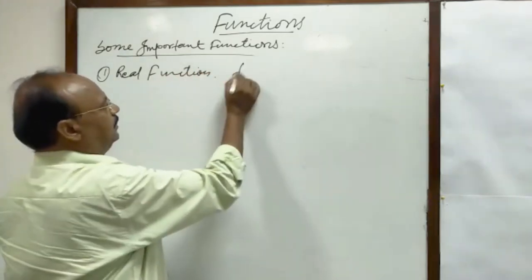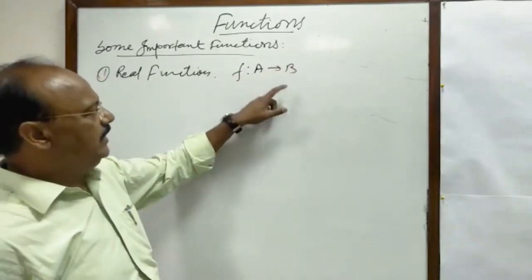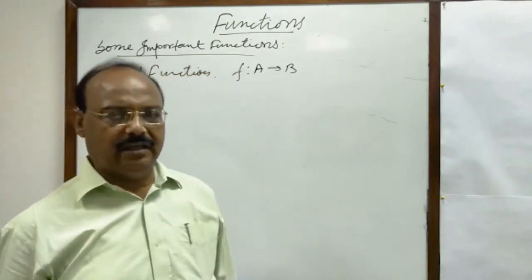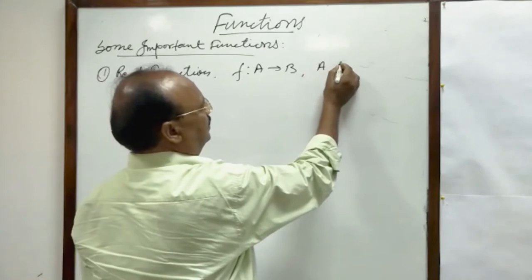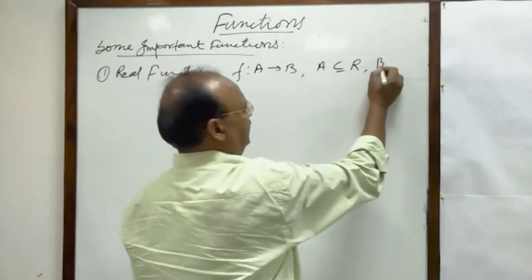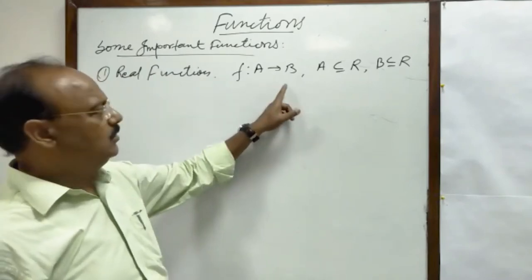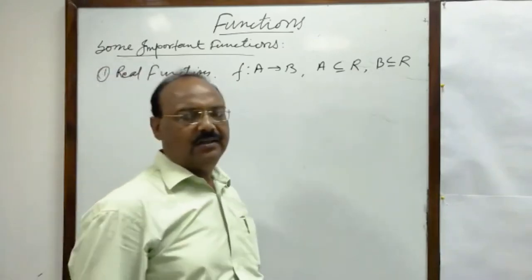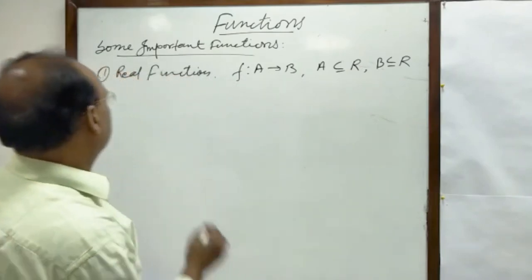Suppose a function f is defined from set A to set B. If all elements of set A and B are real numbers, then this function is known as a real function. Or we can understand it that if set A is a subset of the set of real numbers as well as set B is a subset of real numbers, meaning domain and codomain both are subsets of the set of real numbers, then this function is known as real function. Next, constant function.